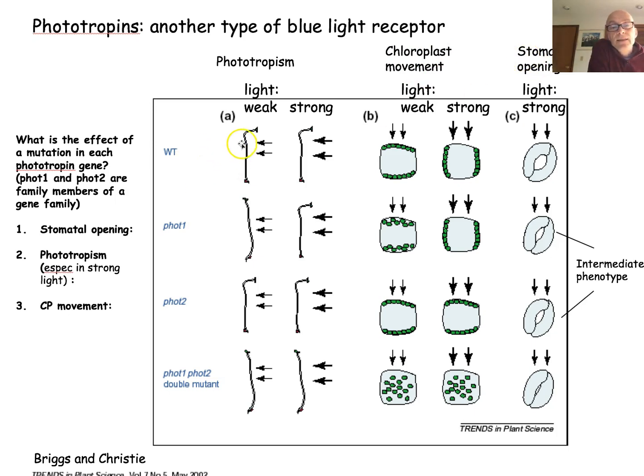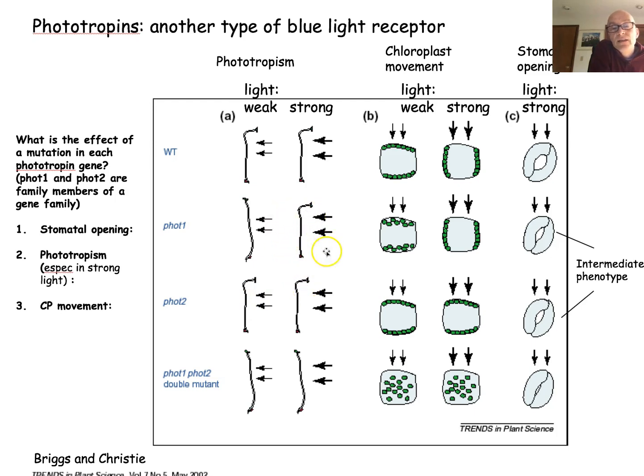So let's look at this here. There's weak and there's strong light. I have weak and strong here as well, and for this one it is only strong light. But when you have weak light or strong light, the response in the wild type is the same. The plant bends towards the light. But if you have the phototropin 1 mutant, you see that in weak light, it cannot respond. But in strong light, it responds just fine. And in the phototropin 2 mutant, in weak light, it responds fine, and in strong light, it also responds fine.